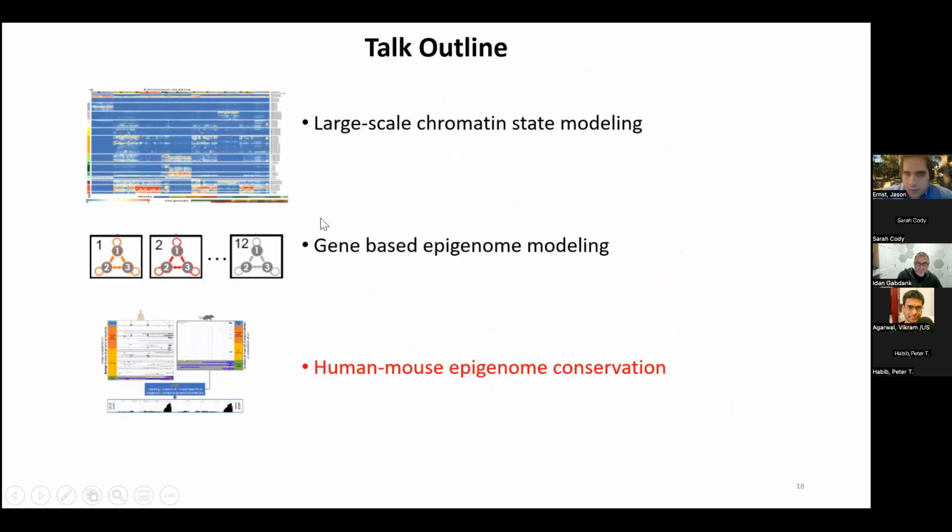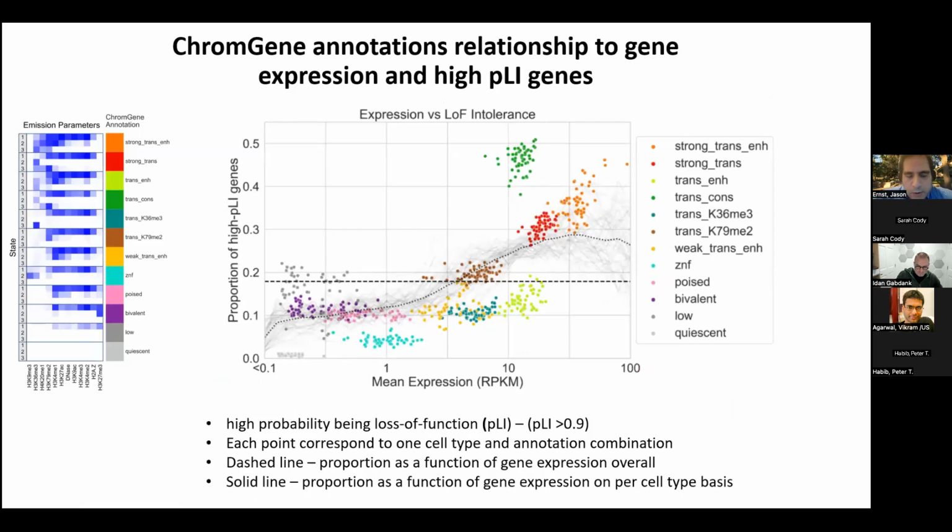pLI genes. So the x-axis corresponds to gene expression, and then the dots correspond to a combination of cellular tissue type and gene annotation. And then the y-axis is the proportion that's considered a high probability of being loss of function intolerant, greater than 0.9. And what you're seeing here is that there's a wide variability in the expression of the gene depending on the ChromGene annotation, and then also with the high pLI.